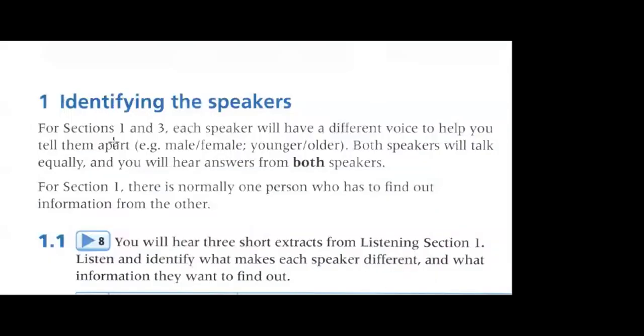Identifying the speakers. Remember, for sections 1 and 3, each speaker will have a different voice to help you tell them apart. For example, a male, a female, younger, older. So the first task is that you identify who is speaking out. You will hear answers from both speakers. So for section 1, there is normally one person who has to find out information from the other. Well, let's begin the practice right here.